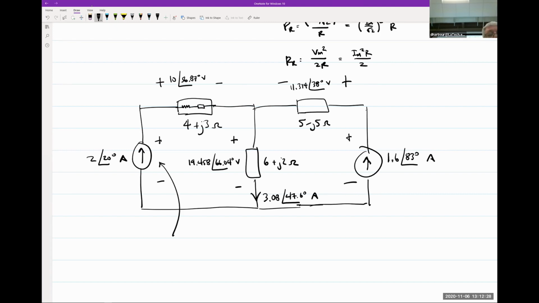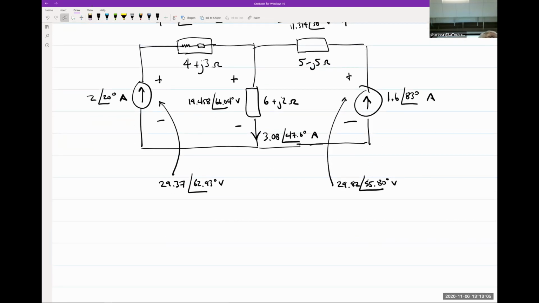I found this voltage here to be 29.37 at 62.93 degrees volts. And over here, I found this voltage to be 29.92 volts at 55.80 degrees volts. And after all of that, we know every voltage and every current, and now we can start working on power. And we're out of time, so we're not going to solve them all, but let's just look at one.